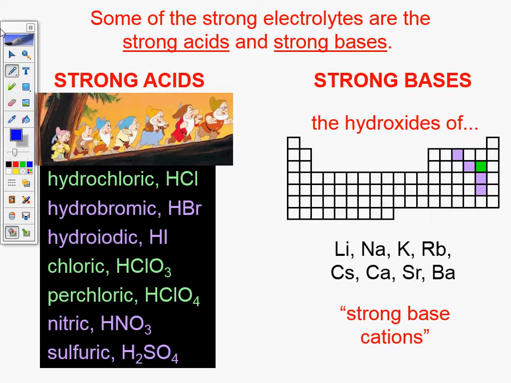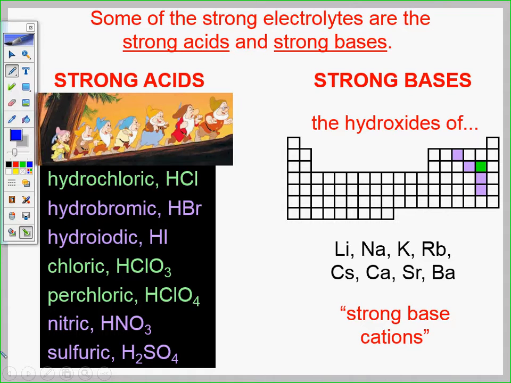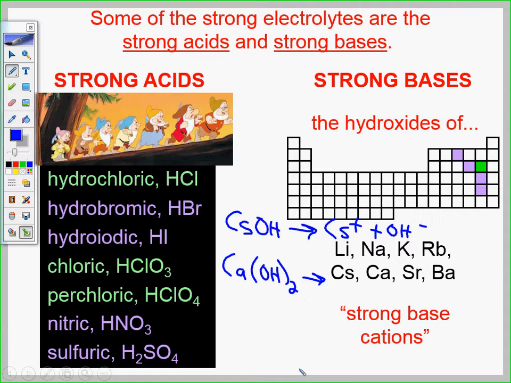So real quick, let's just write down what they are. I know you probably have it, but what is the formula for cesium hydroxide? Just the formula of cesium hydroxide. CsOH, it will completely dissociate into Cs plus and OH minus. All right, what about calcium hydroxide? What is it? Ca(OH)2. It will completely dissociate. How do I do that? Ca 2 plus, 2 OH minus.